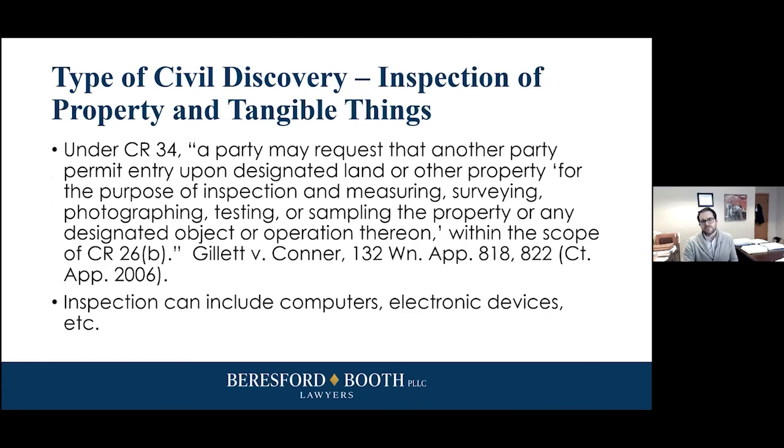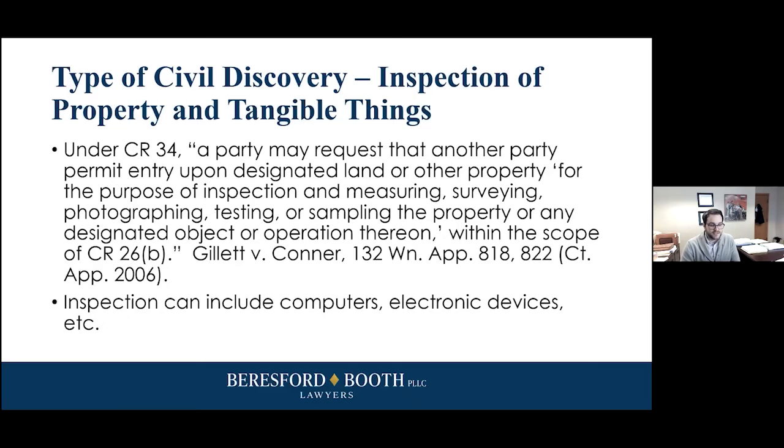Another type of civil discovery, which does fall under the other rules, but kind of deserves to be broken out, is called the inspection of property and tangible things. So for example, if you're in a property dispute with a neighbor or something like that, there's actually a way that you can request and the court will enforce your ability to go onto that property with a certain protocol to inspect it if it's relevant to your lawsuit.